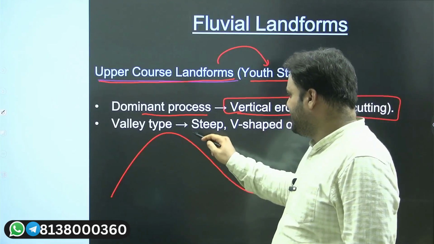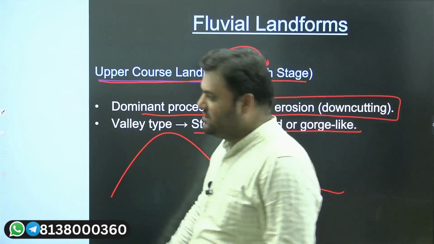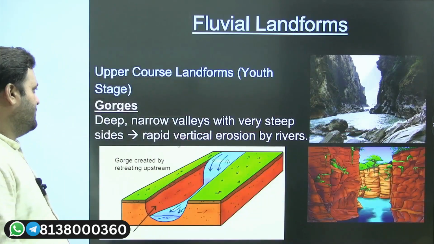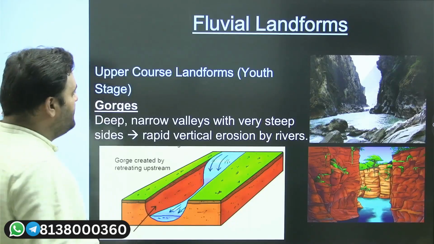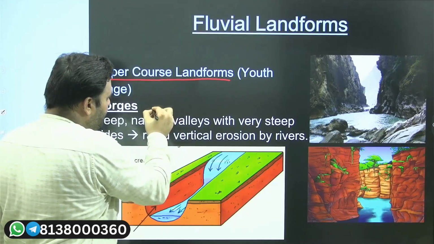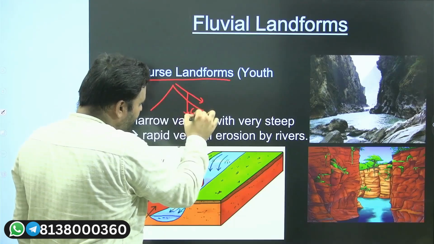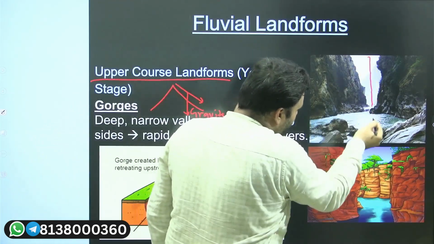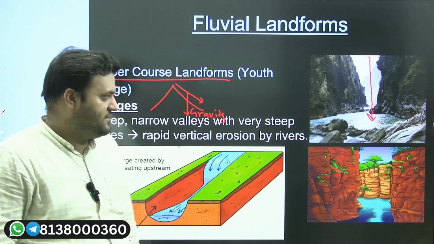So here you will see steep V-shaped valleys will be formed. Now here we have some landforms, the topographical features which you will see in the upper course of river. I hope you remember when we have a steep slope, due to this steep slope, more gravity influence, because of the more gravity influence, more down cutting will be there.